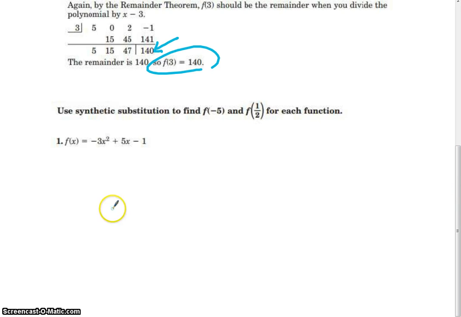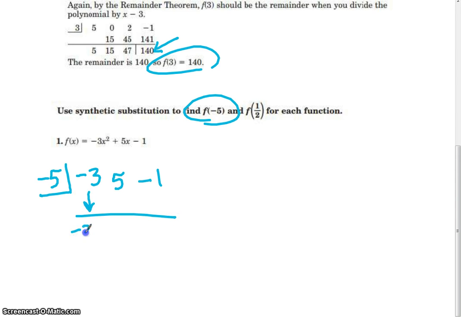So looking at number 1, you're going to have 1/2. No, we're going to do this one first. You're going to have -5. You're going to do each of these twice. You're going to do -5 on the outside, and then there are no skips, so we have -3, 5, and -1. Draw your line, bring your -3 down.